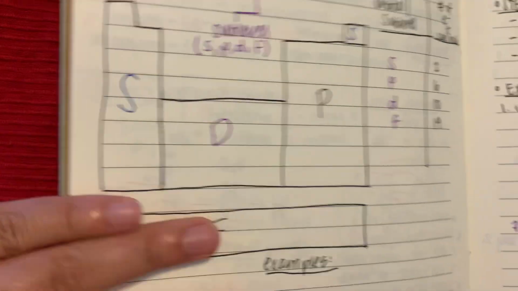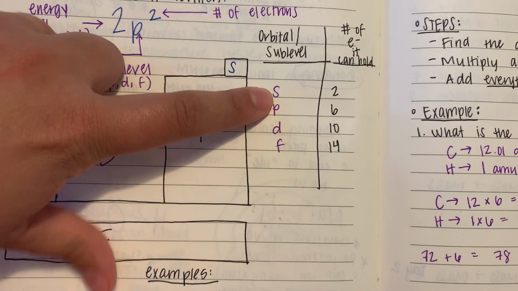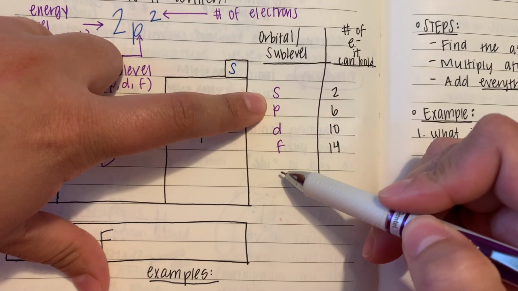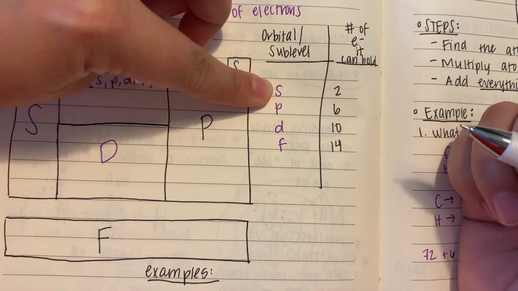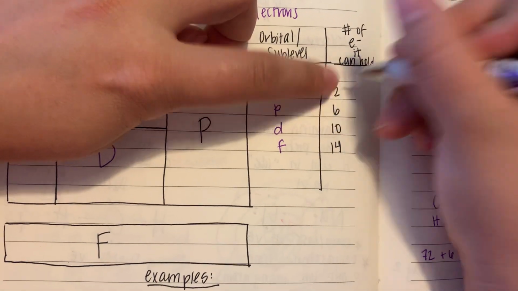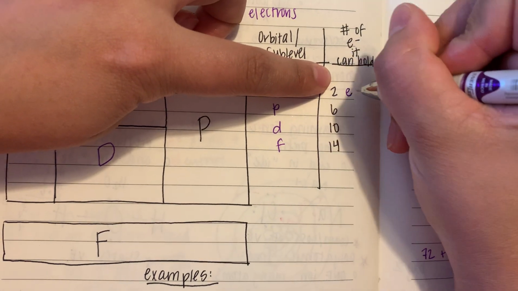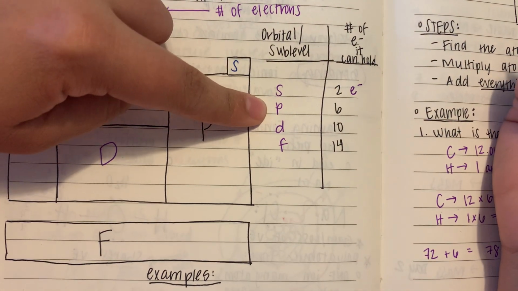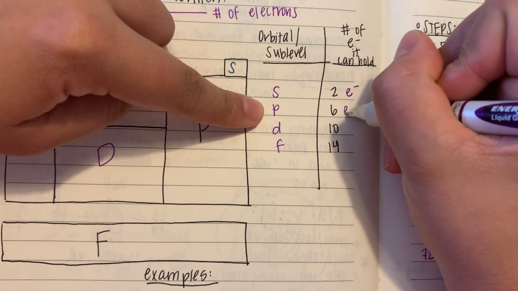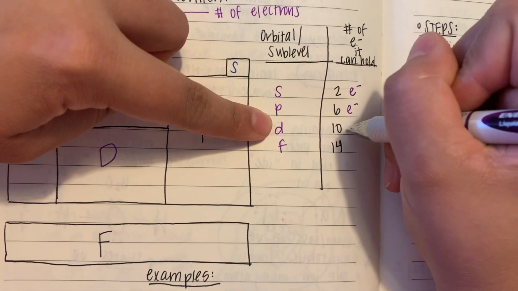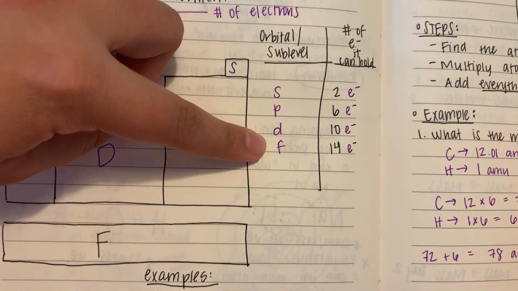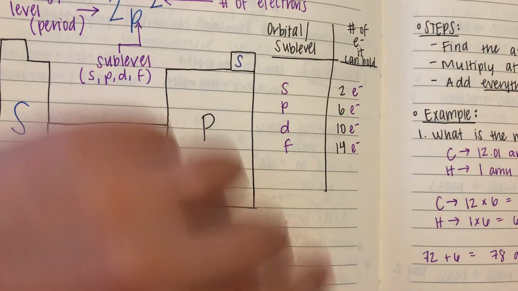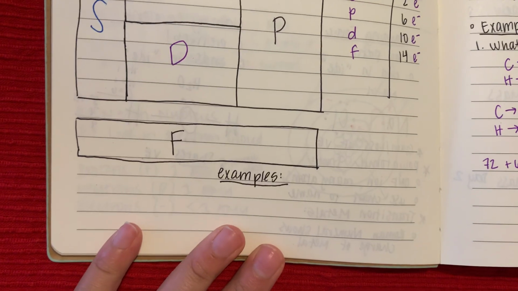So when we look at each of these orbitals and sublevels, each of them can hold a certain amount of electrons. The S block, so any of the elements here, can hold 2 electrons in that sublevel. P can hold a maximum of 6 electrons, D can hold a maximum of 10 electrons, and F can hold a maximum of 14. Now, I know this sounds like Chinese to you, but once I do a few examples, you'll get the idea.